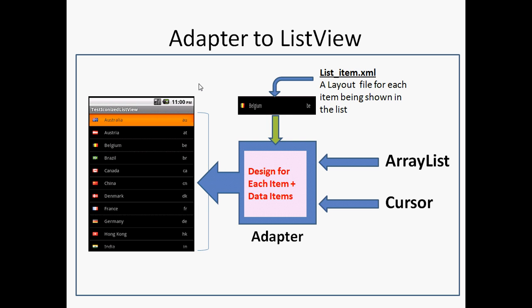So here the adapter will take information from the array list. In Android system will be implementing two types of adapters. One is array list adapter and the second is cursor adapter. In terms of array list adapter, we will be specifying the data items being shown to the list view in terms of array only.